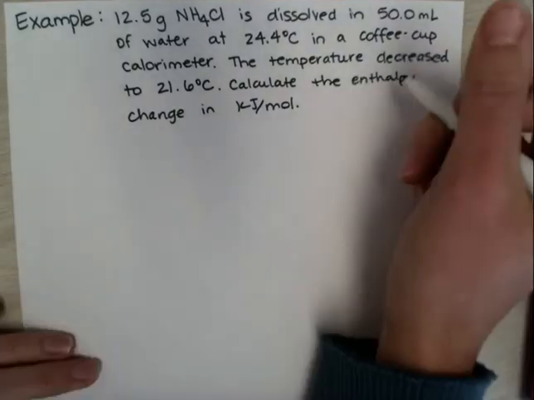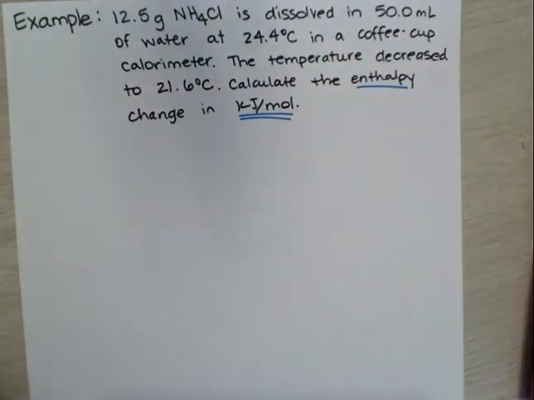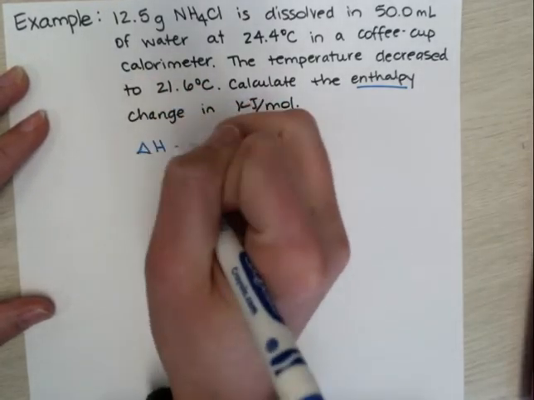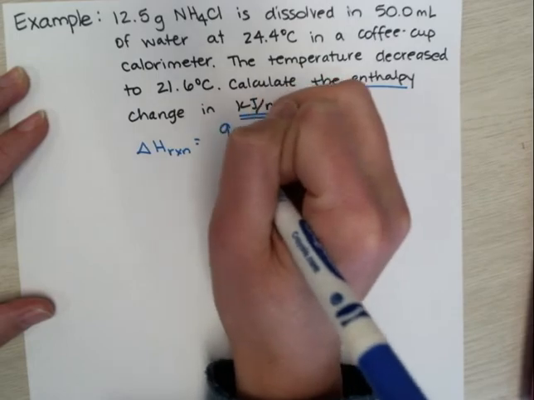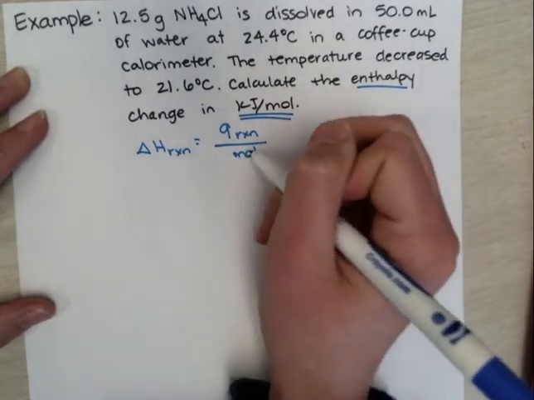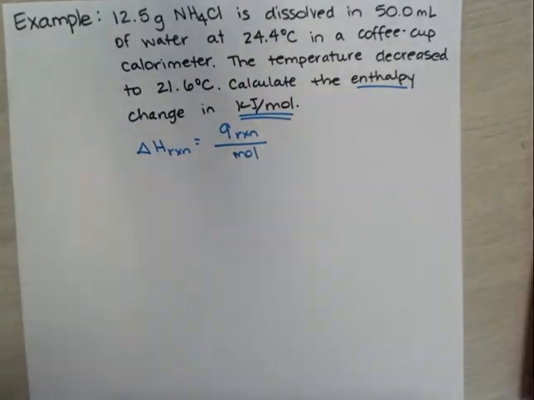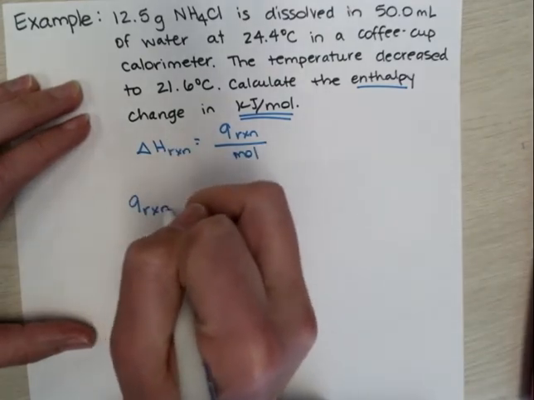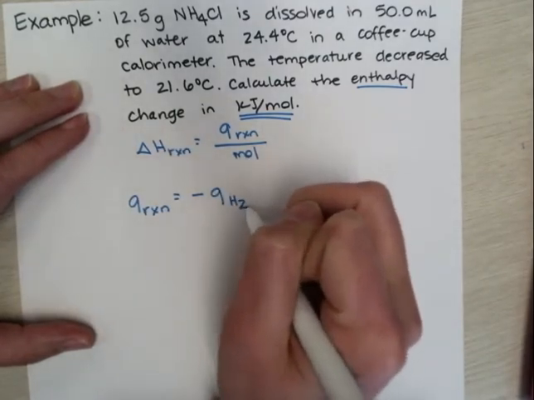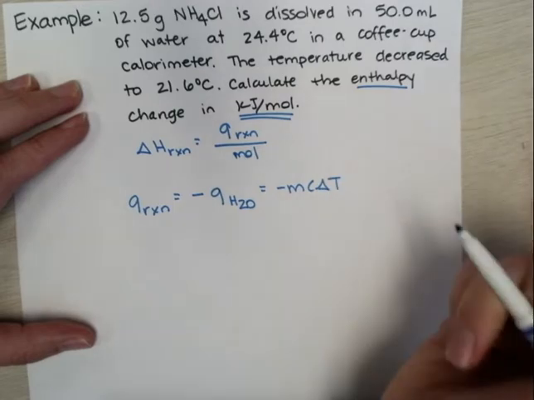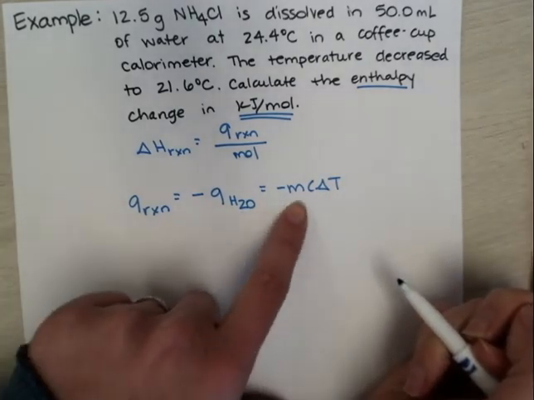Okay, so again, we're finding enthalpy in kilojoules per mole. I know that enthalpy of any reaction equals the heat of that reaction divided by the moles of the solute that is doing the reaction, right? The actual reactant part. So again, Q of the reaction equals the opposite sign of the water. Okay.